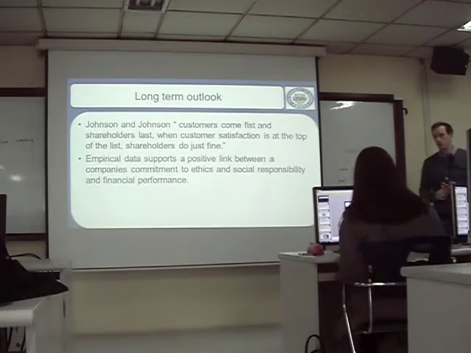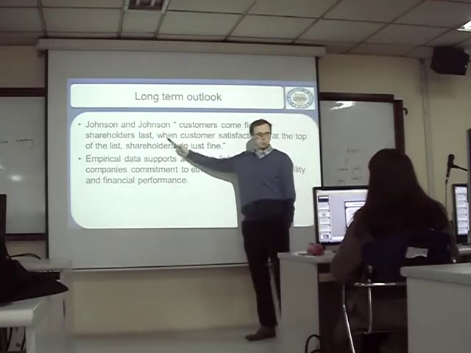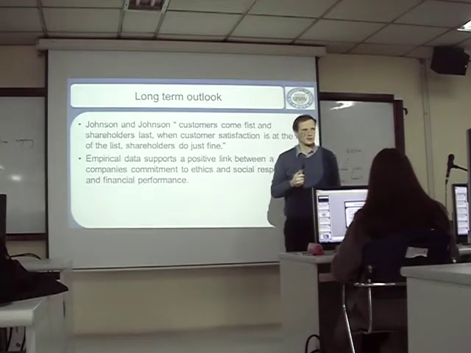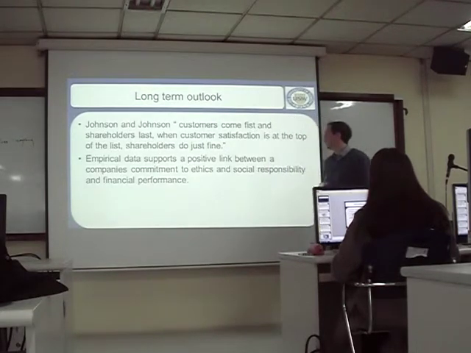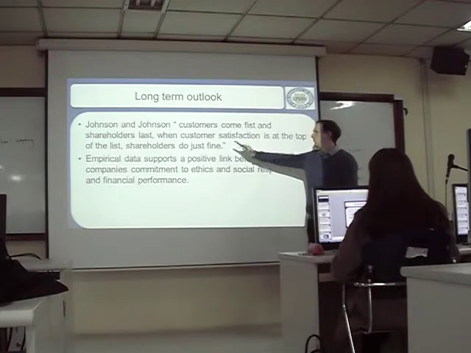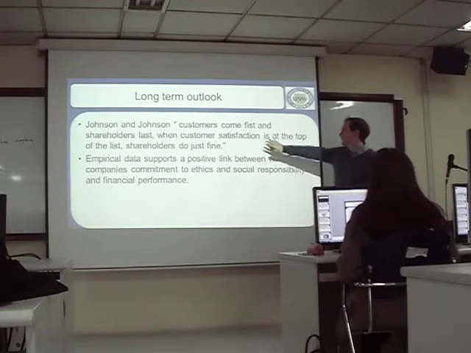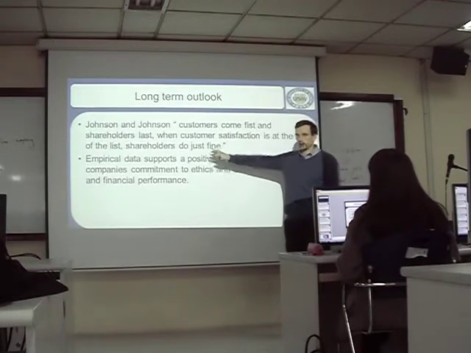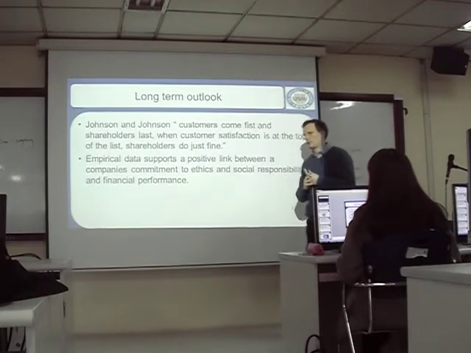So let's look at a company which had a long-term outlook, the opposite. Do you know Johnson & Johnson? What kind of products do Johnson & Johnson make? Lotion, right, that kind of thing. They say customers come first and shareholders last, so the opposite. For Ford, the shareholder, the owner is first. Let's make a profit, okay? For Johnson & Johnson, the customer comes first, okay? Customer satisfaction is at the top of the list. If we make the customer happy, then later we can make a profit, okay?